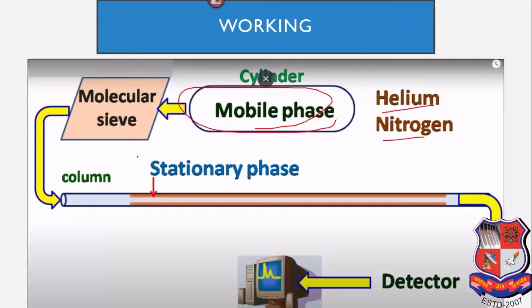Now you must know how the stationary phase works. Why do we say it is the mobile phase? Because the helium and nitrogen help the sample move from one place to another. It means that whenever we inlet the sample, from that point to the stationary phase, it is moved by means of this helium and nitrogen. So mobility is provided by these two gases, which is why it is called the mobile phase. Now it passes to the stationary phase, where we will see how it works.